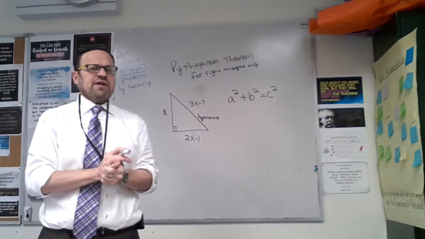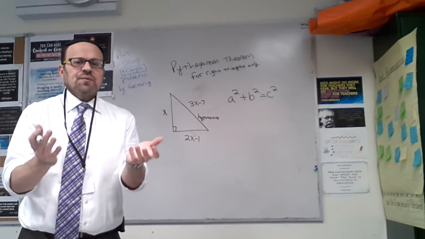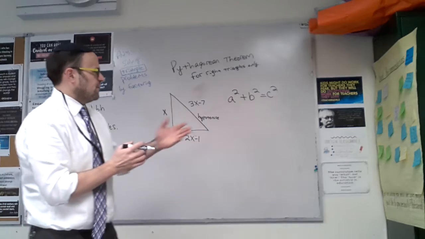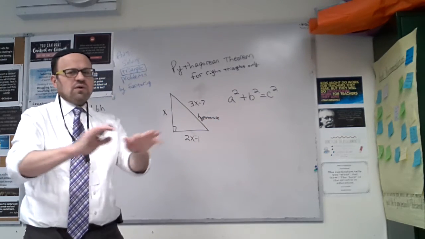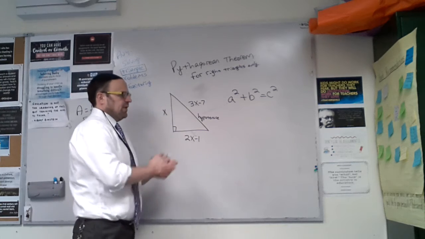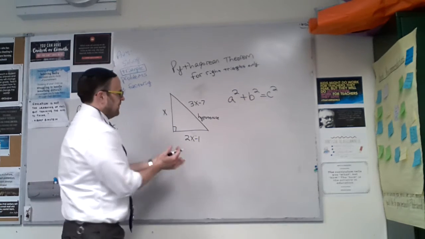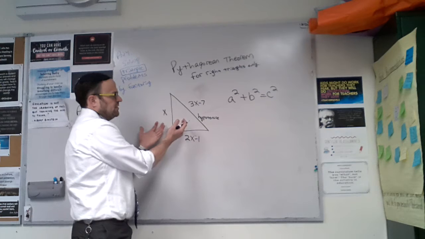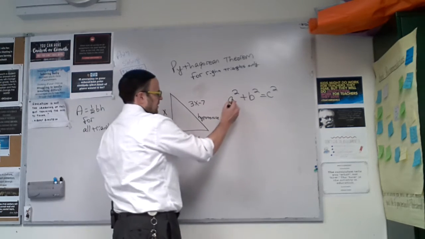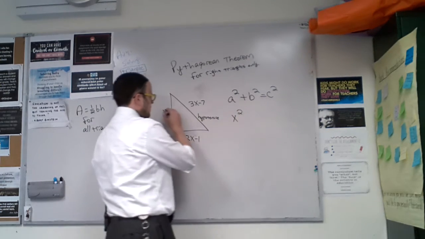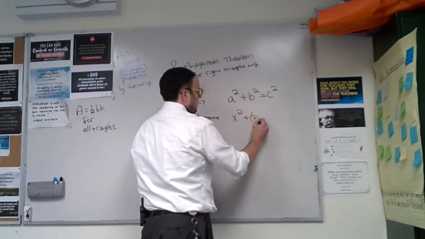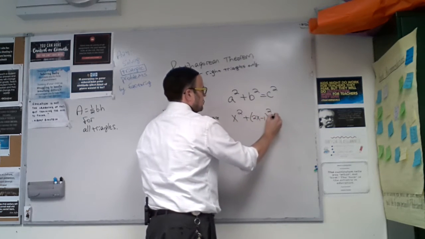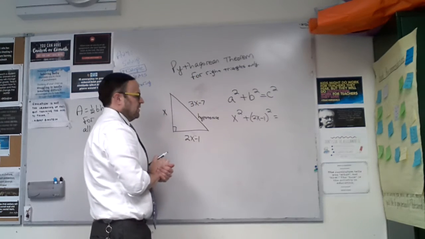Again, whatever the wording I would give you, what can you do with it? Well, it's just a different formula that you're using. All of these ideas are the same. Use a formula, use my variables, and then solve. So this becomes x squared. This one is 2x minus 1 squared.